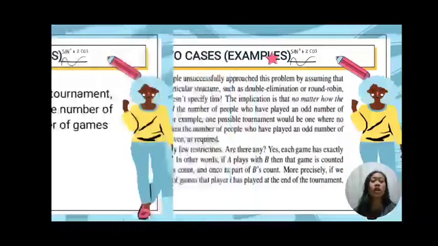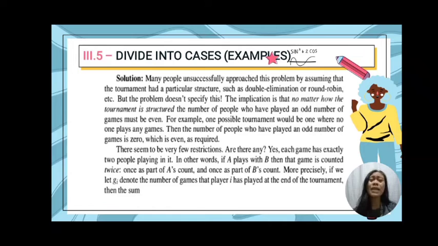So, the solution is many people unsuccessfully approach this problem by assuming that the tournament had a particular structure, such as double elimination or round robin or etc. But the problem doesn't specify this, di ba? Wala namang sinabi sa problem natin, kundi single tennis tournament lang. This implication is that no matter how the tournament is structured, the number of people who have played an odd number of games must be even.